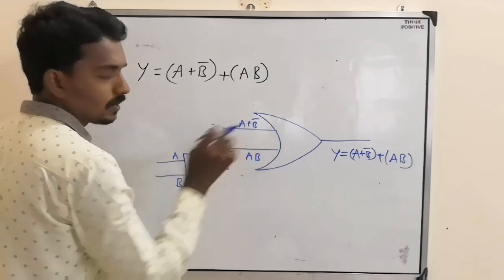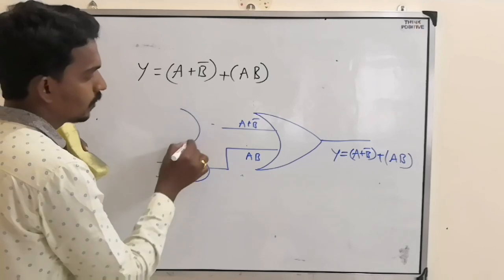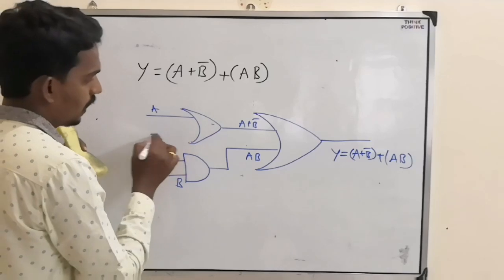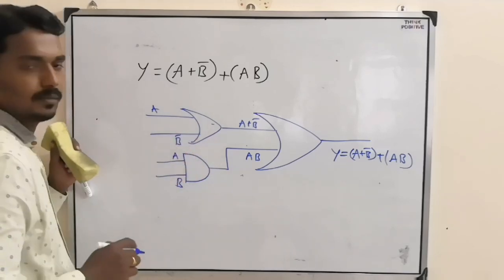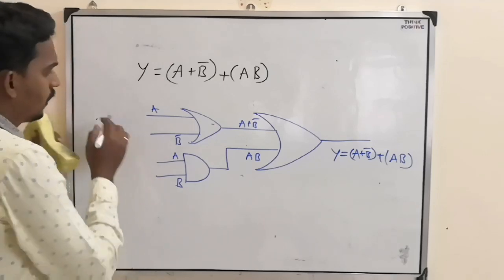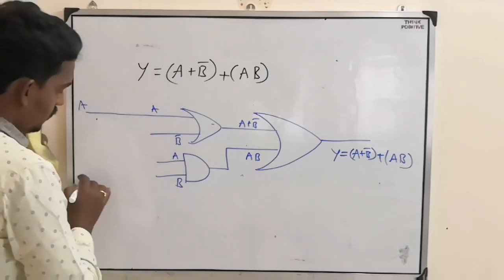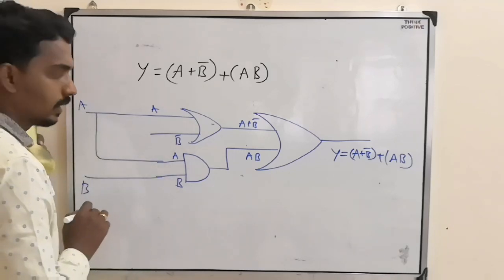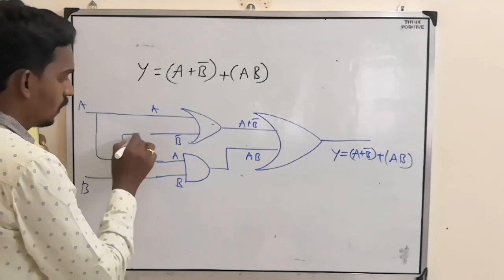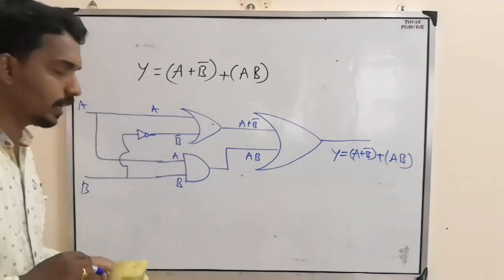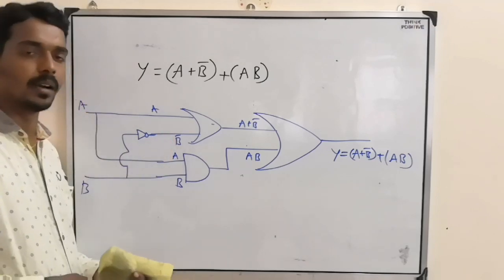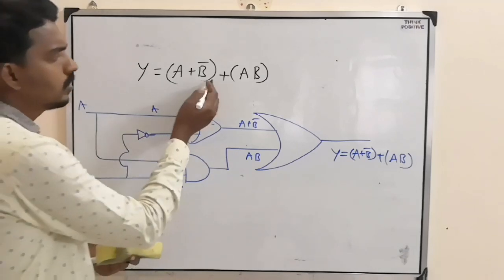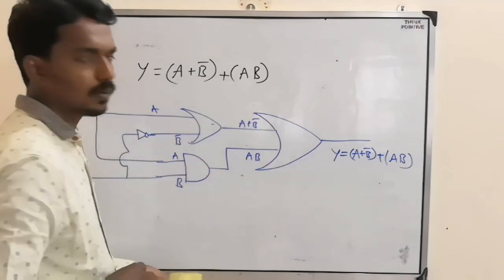Here A plus, so an OR gate. So here we require one OR gate whose inputs are A and B bar, A plus B bar. Now this is A, this is B. Then here we can give A directly. But here we need to connect one NOT gate so that B will become B bar. Then to find the truth table, you can use this expression or you can use this one directly.